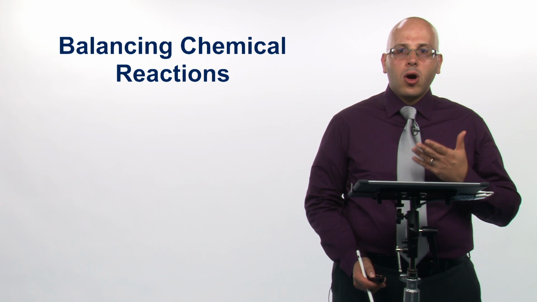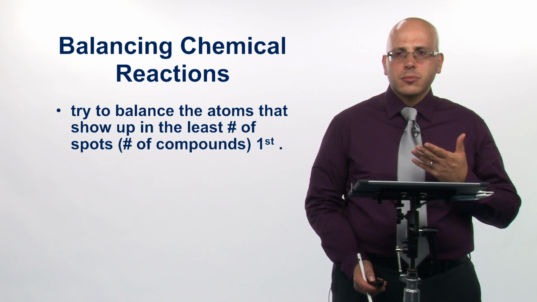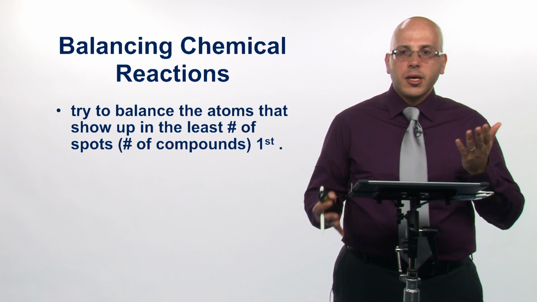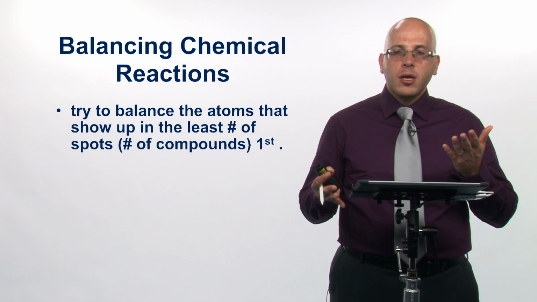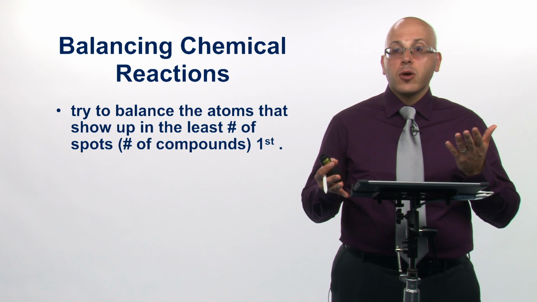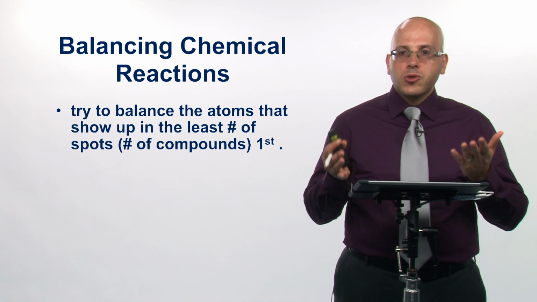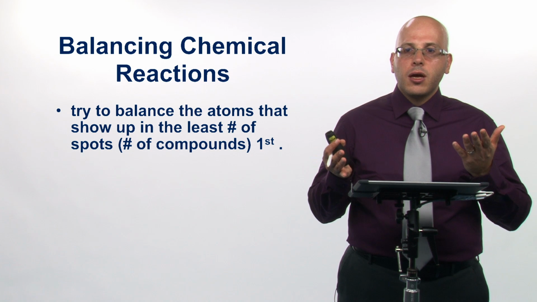However you balance them, the important thing is that all of the atom types have to be balanced, meaning that the numbers of each type of atom have to be exactly the same on the left side and on the right side, which is really just conservation of mass. You can't change the formulas of anything, but what you can do is use different coefficients in front to make things work. As a good rule of thumb, try to balance the compounds or the atoms that show up in the least number of spots first.